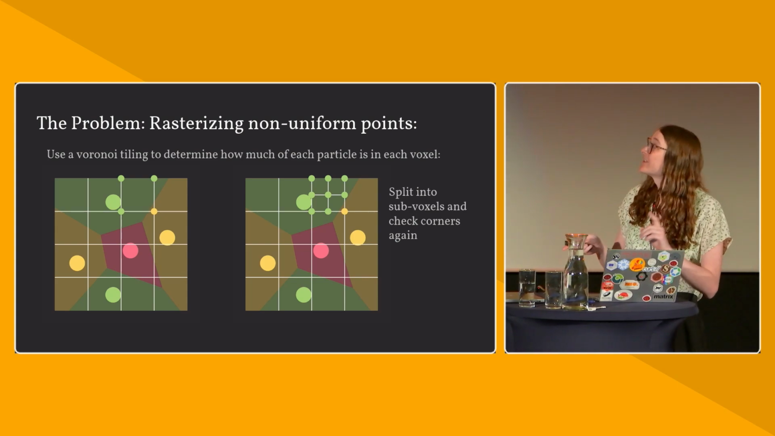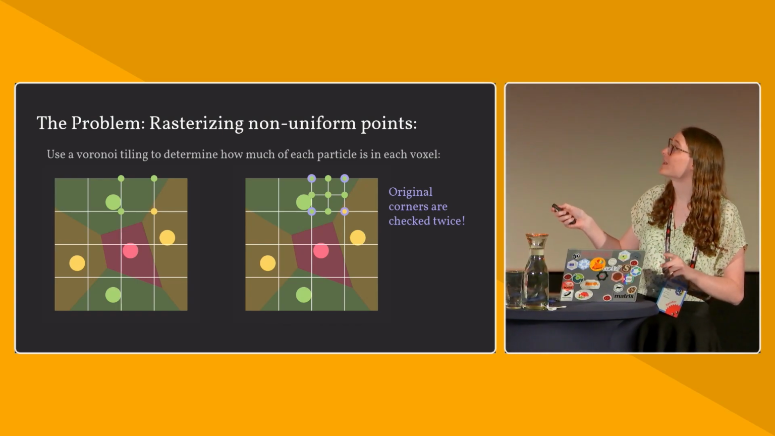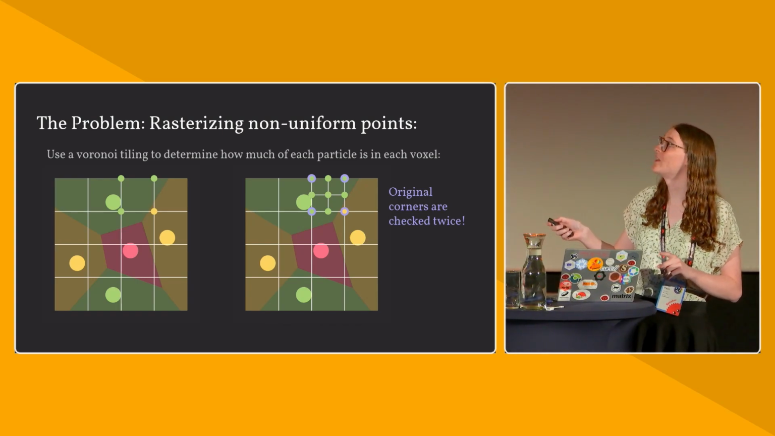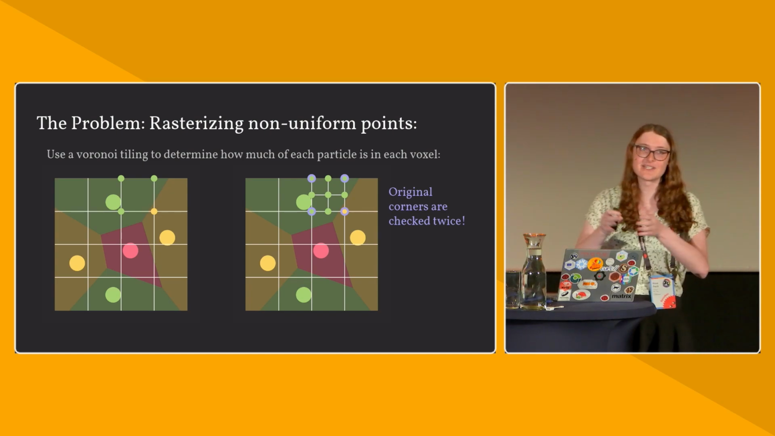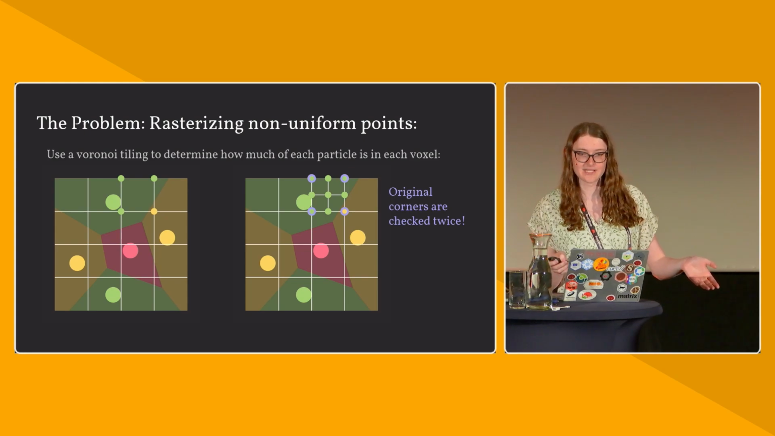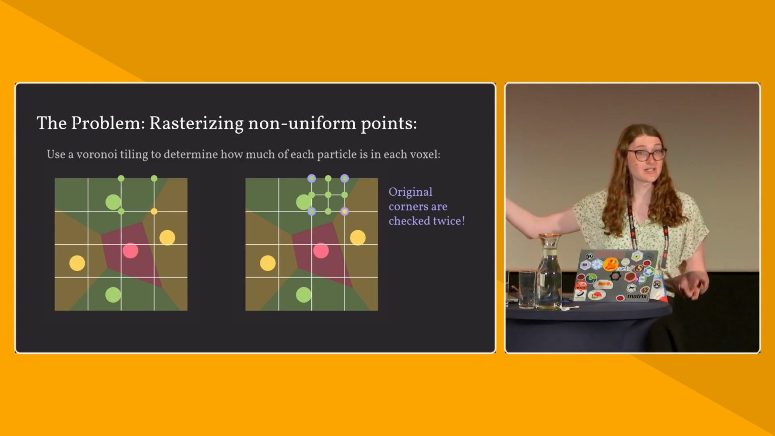But there's something here that I want to point out. These original corners get checked twice in the algorithm. We check them once when we do the first step, and then when we recurse down, we check them all again because they share the exact same geometry because they're covering the same space. And because of how it was written, this ran all of these checks again. And these checks are expensive.